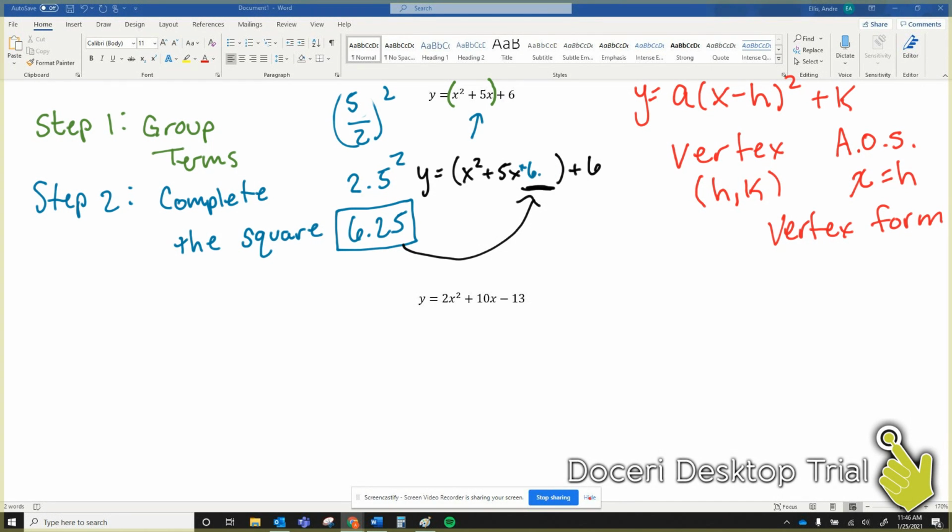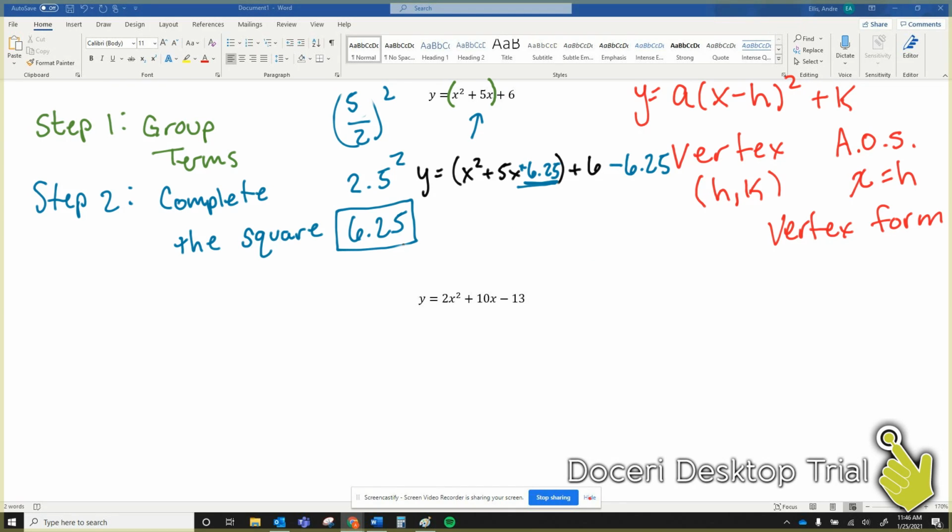Plus 6.25. And because I added it on the inside, we will always add it inside the parentheses. We are going to subtract it on the outside. So officially, the rule is the same as what it is when we use completing the square. However, just to save ourselves a step, we're going to add this number on the inside, and we subtract it from the outside. Okay, so we've completed the square.